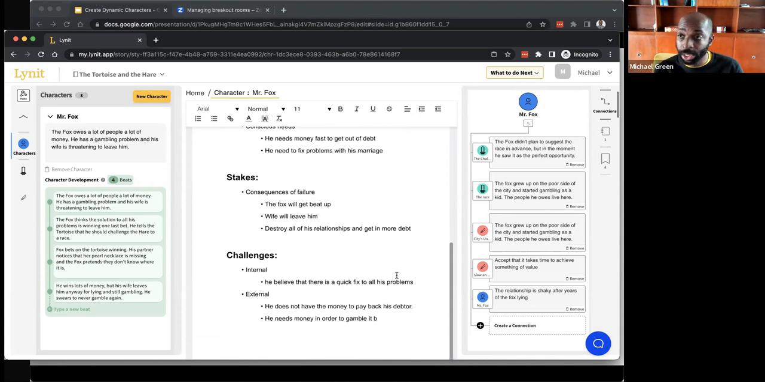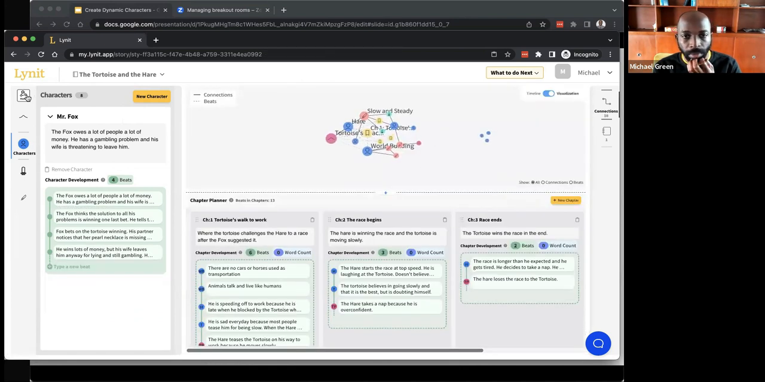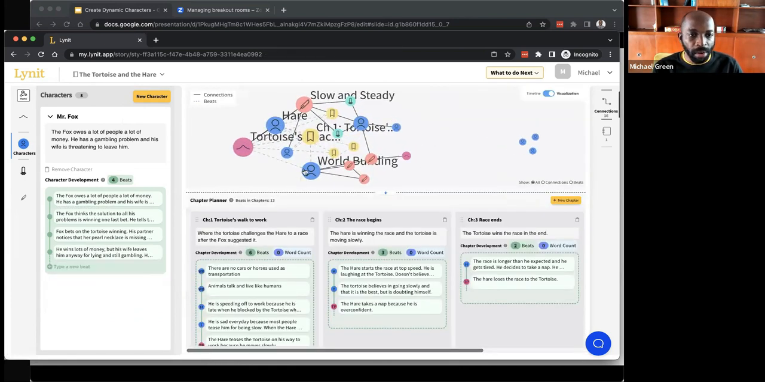And same with his challenges. This is a very simple story. So a lot of his things are summed up by those three things: his relationship to his wife, this theme, slow and steady, and the setting, the city underbelly, which is where he grew up. But at least we have that structured. The valuable thing of doing that is that if we go back to the visualization, we can see now that this character, the fox, let's go find him.